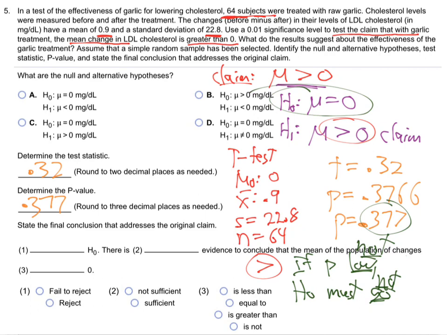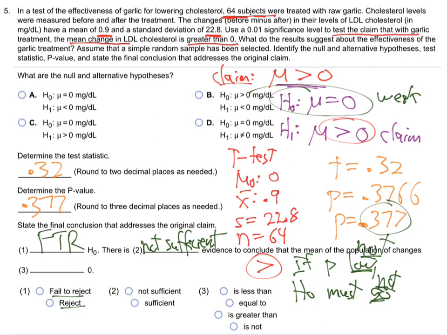We're concluding H0, which always means what? Weak or strong? Weak. Always weak, because that's the assumption of innocence. So we reject or fail to reject? Fail to reject. We're keeping the H0. There is not sufficient evidence to conclude that the mean of the population changes.